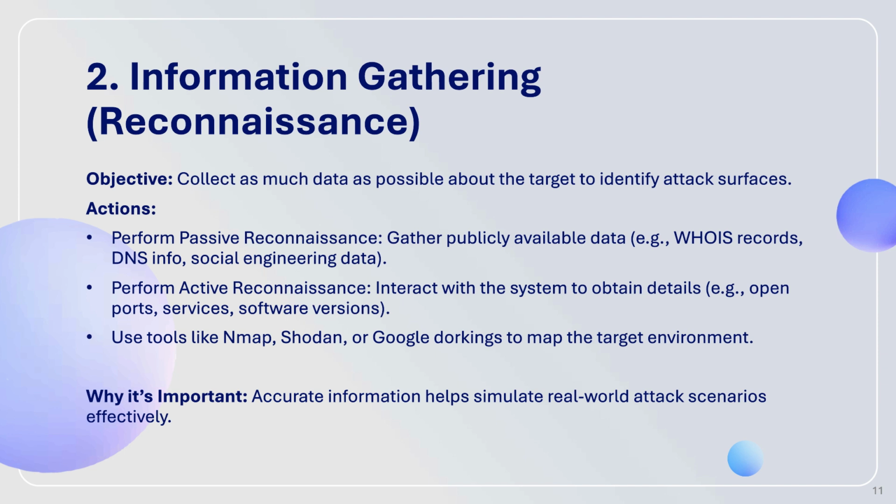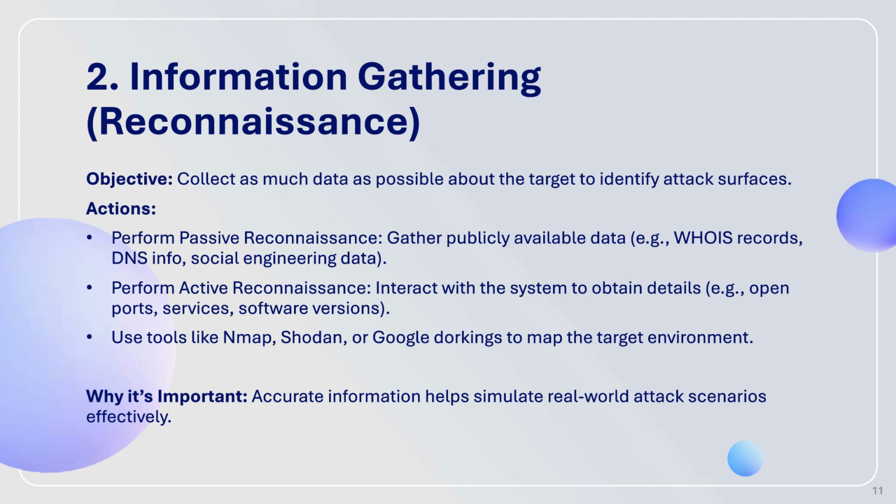Next one is to perform active reconnaissance. This involves interacting with the target system to collect more specific information. Examples include using tools like Nmap to scan for open ports and services, and then identifying software versions to look for vulnerabilities. Common tools that are used during this phase include Nmap for network scanning, Shodan to map the target's internet-facing devices, and Google Dorking for finding sensitive information indexed by search engines.